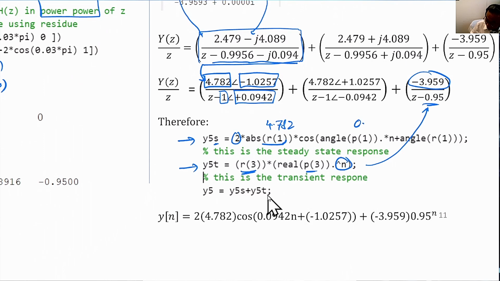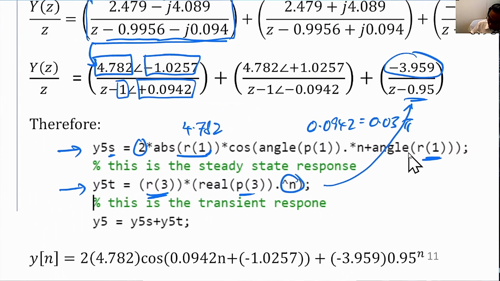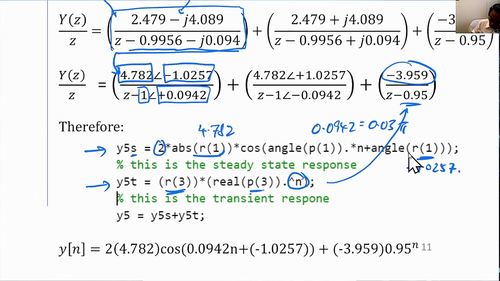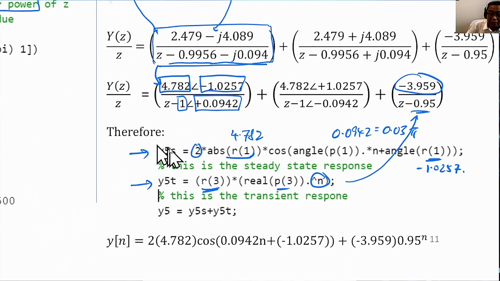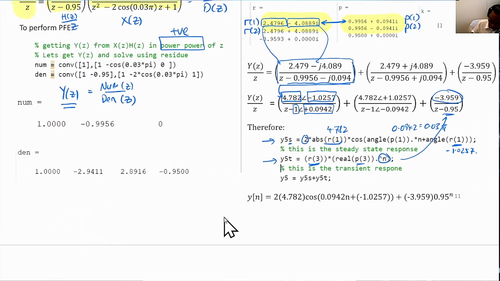What is P1? P1 is 0.0942, which is 0.03 pi. And then we have a delay, R1 angle again, which is minus 1.0257. I plot the steady state and the transient as well as the sum. Okay, let's see the figure on the next page.